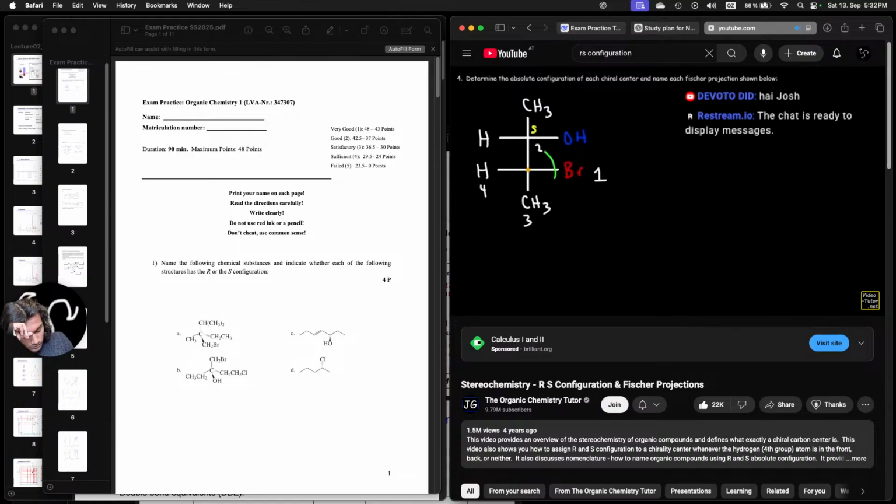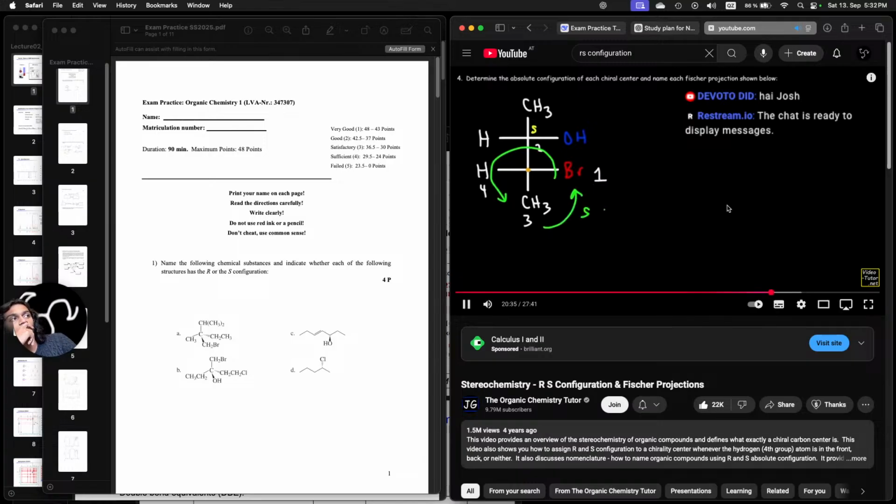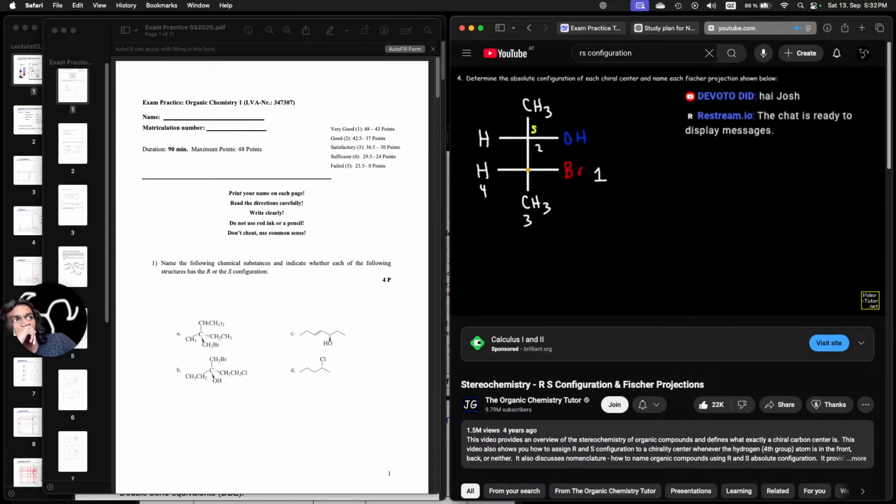So going from 1 to 2 to 3, it looks like we're going in the S direction, but if we reverse it, it's going to be R. So we have the R configuration here.